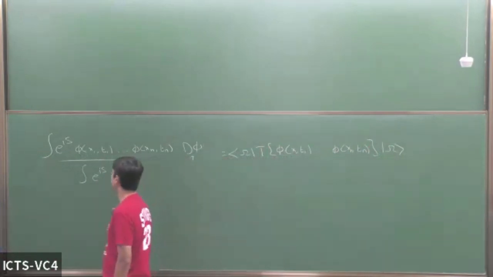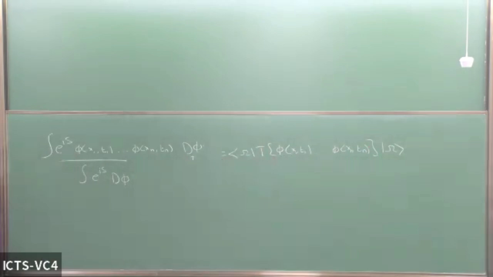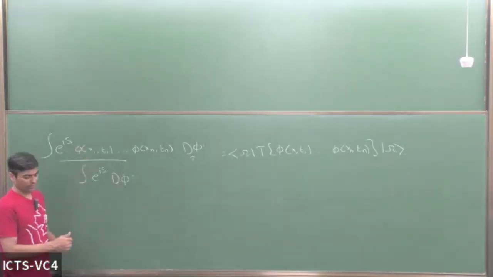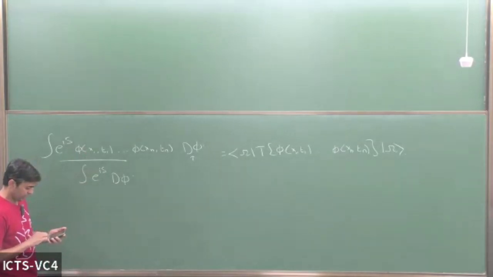Let me just remind you how this proof went. I'm just going to quickly repeat the proof, which we did last time for non-relativistic quantum mechanics. I'm now going to repeat the proof in the case of a field theory, and that's just to make you comfortable with the fact that the derivations in field theory go exactly the same way as the derivations in quantum mechanics.